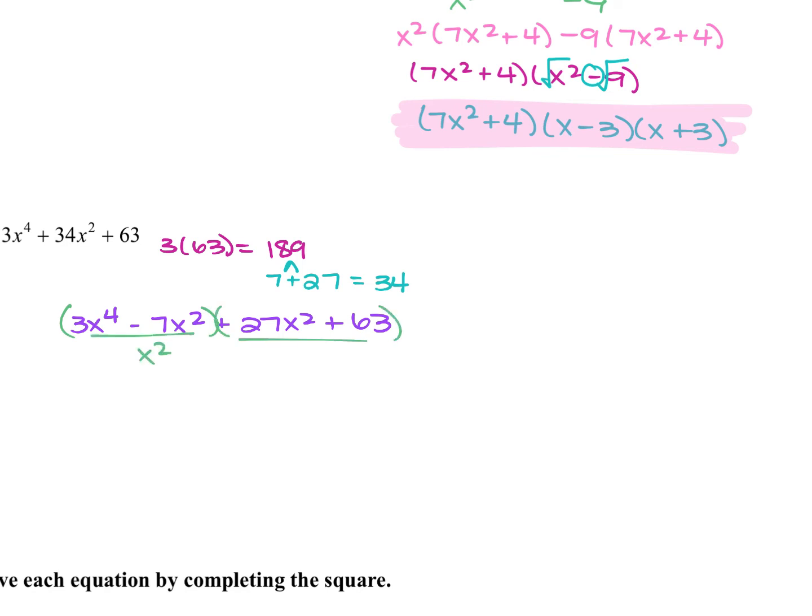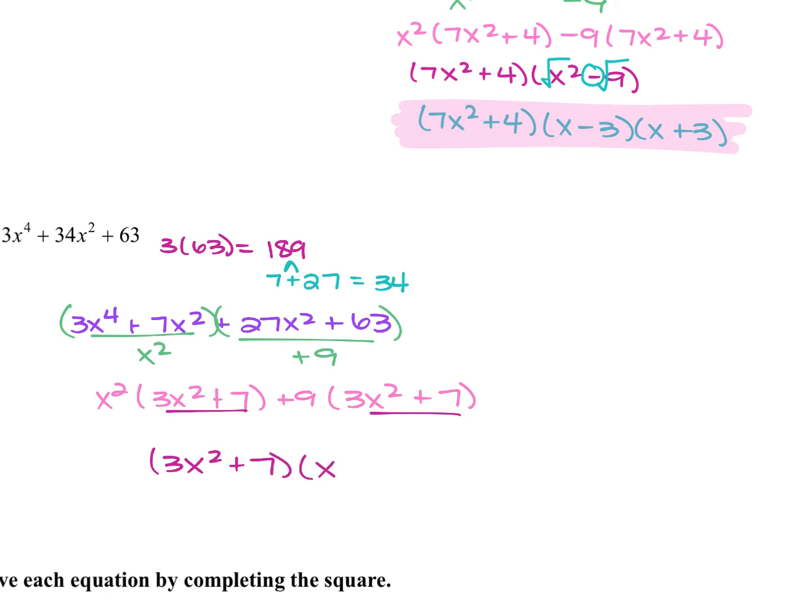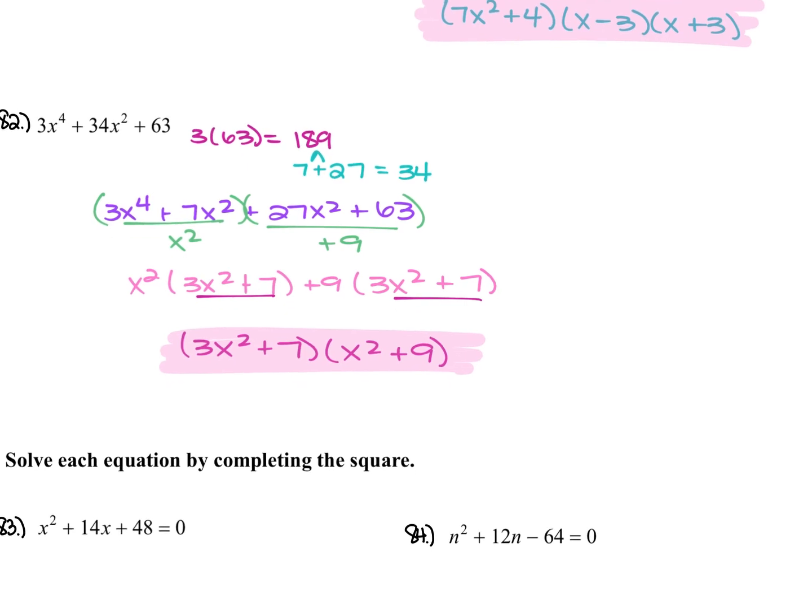Factor out an x squared from the first and a positive 9 from the second. This gives you x squared times 3x squared minus 7 plus 9 times 3x squared plus, this should be a positive 7x squared. So this is also a positive, there we go, plus 7. All right, so now our two parentheses are the same. So we have 3x squared plus 7 times x squared plus 9. Can't factor this any further, so that is your answer.